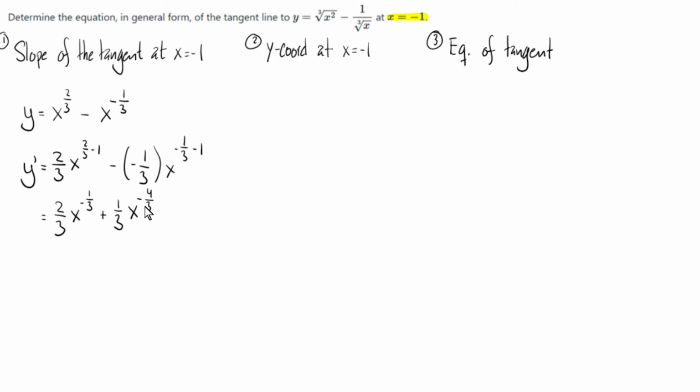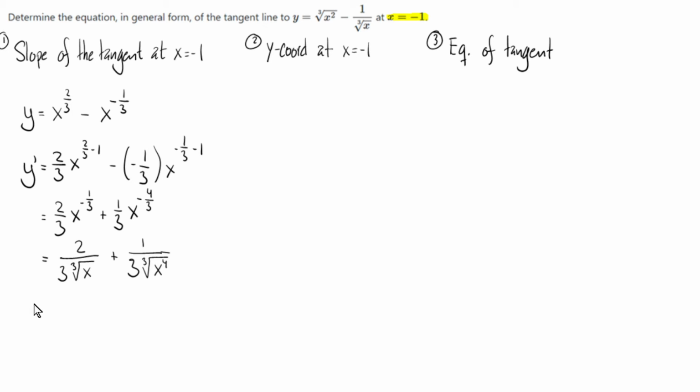Okay. Now we're going to convert these two exponential forms back to radical form. And we will also apply the negative exponent law, because we have the minus sign, so that the radicals are going to end up in the denominator. So we can rewrite this as 2/3 times the cube root of x plus 1/3 times the cube root of x to the power of 4.